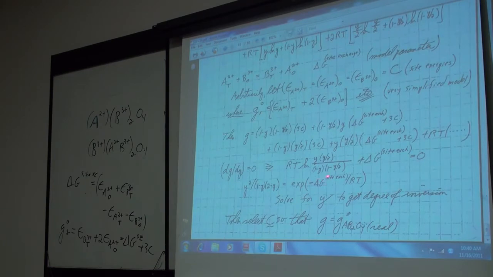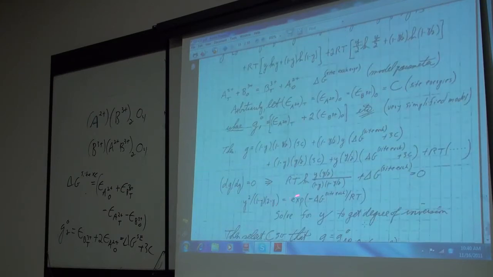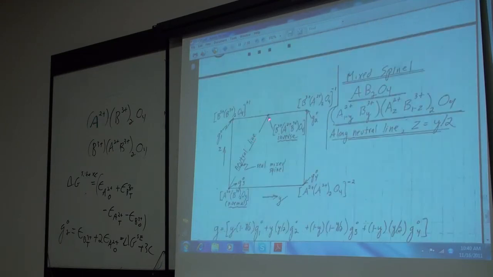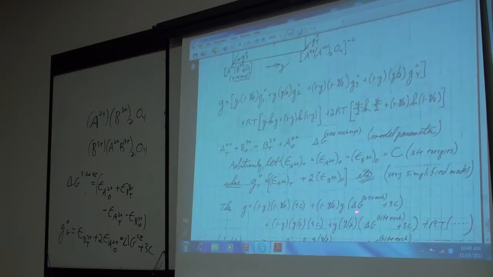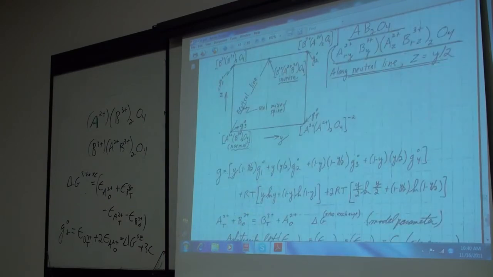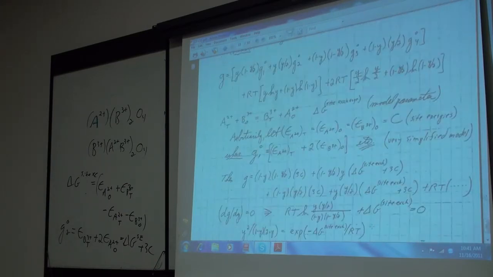Okay, so if the site exchange energy is negative, y becomes large. The site exchange energy is negative means you get shifted towards the inverse side, and that's what's happening. If delta G exchange is very positive, y is very small, and you get shifted back towards that side. Okay, so you're solving this for y. It tells you where you are on this line in the real spinel. And this is done internally then by FactSage. Okay, so where does this other constant C come in?